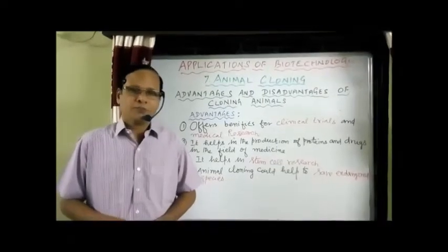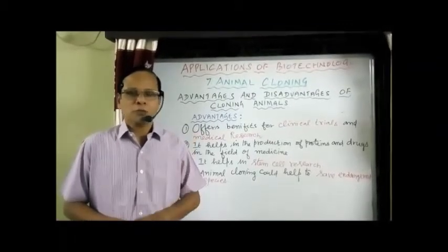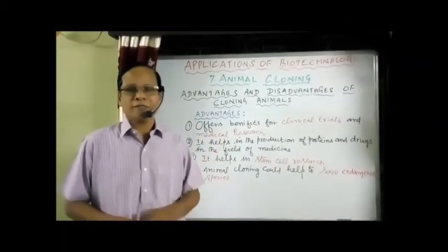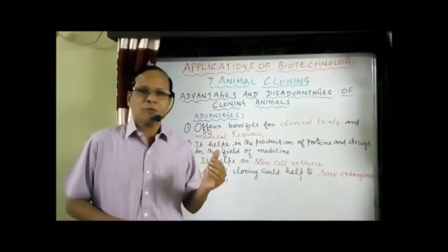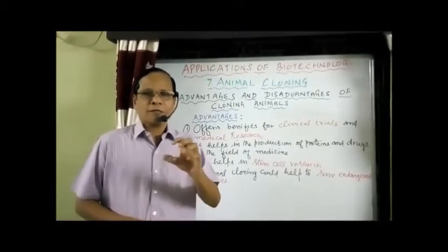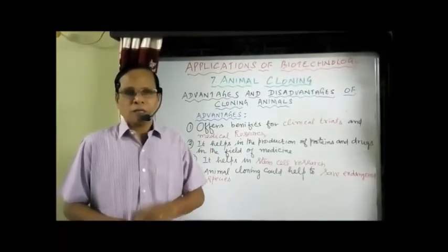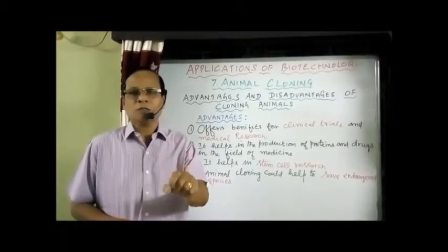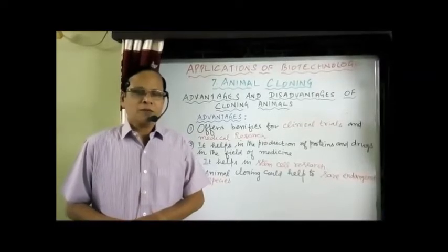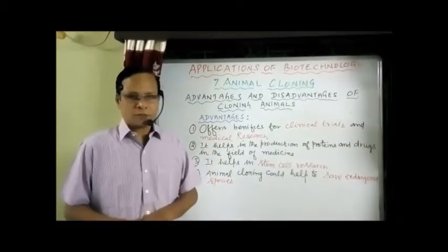Hi students, in the last class we talked about the cloning mechanism, how cloned animals are produced. That's the mechanism of cloning. Now we have to study something about the advantages and disadvantages of cloning today. Let's take the first one, advantages.